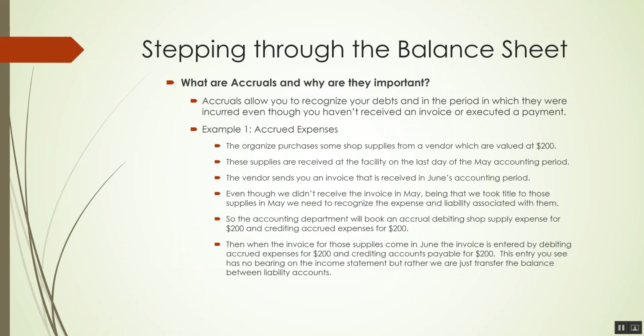All right. So then June's accounting period rolls around. We go ahead and get that invoice from our supplier entered into the system. Then in that case, we would go ahead and debit that accrued expenses account for $200, basically clearing out that balance, and then booking a credit to the accounts payable account for $200, which would be the account against which we would actually issue payment to the supplier.